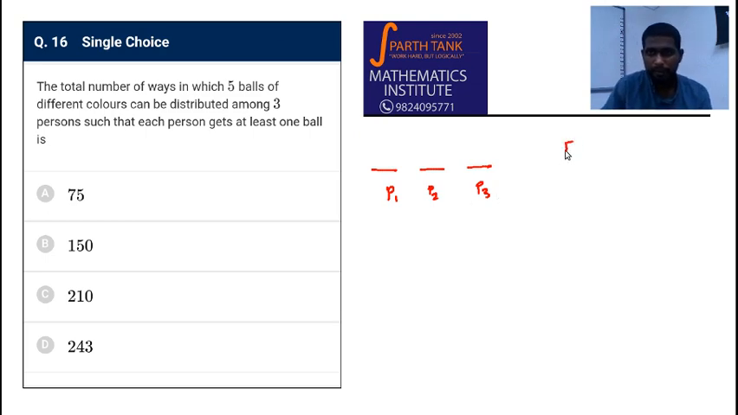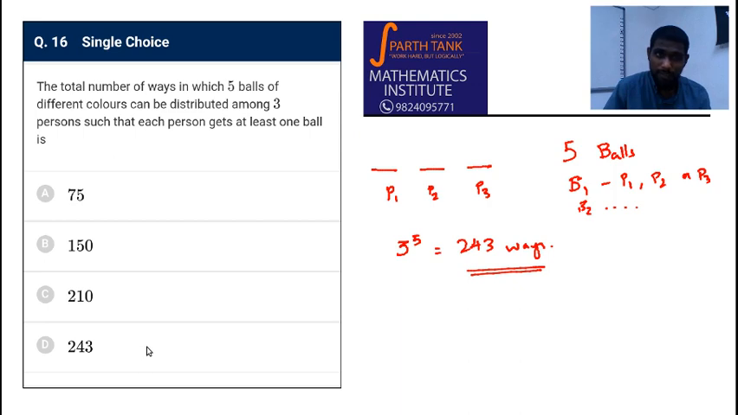Okay, see there are 5 balls, each of different colors, and that colors part is not actually necessary, it's just to distract us. So each of these 5 balls can go to person 1, person 2 or person 3. Ball 1 can go to person 1, person 2 or person 3. Ball 2 can go to person 1, person 2 or person 3, and so on. So each ball has 3 ways, so 5 balls can be arranged in 3 raised to 5 ways, or 243 ways.